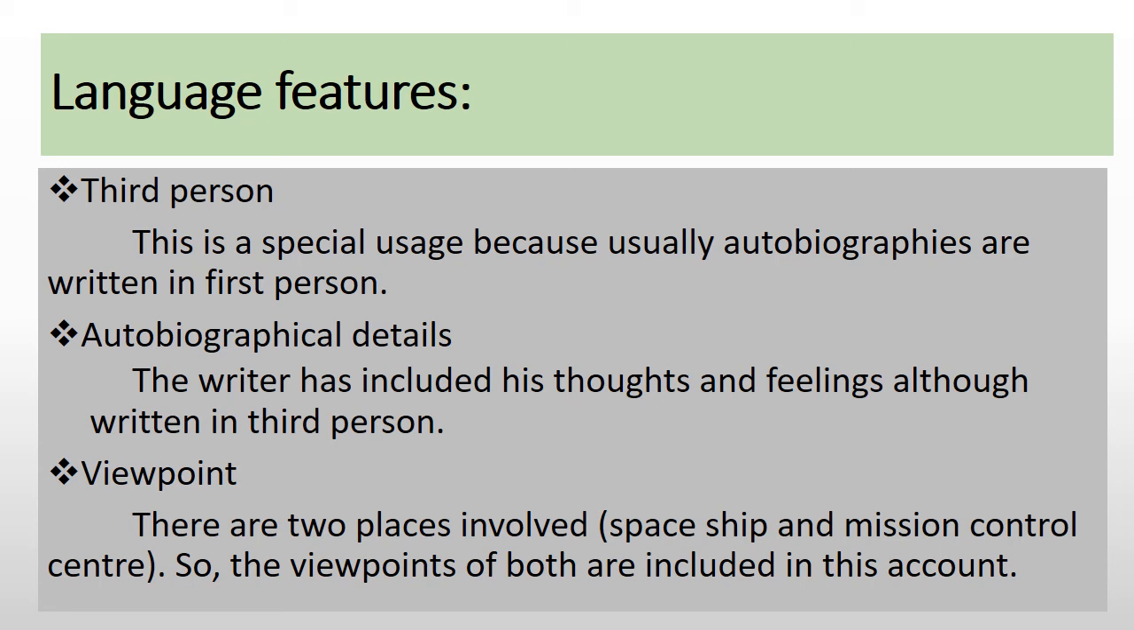Right? So he is in the spacecraft. If he had written it autobiographically in first person, he can only write about what happened inside the spaceship. But at the same time, he is writing how other people reacted in the main space center. He writes about both places. Maybe because of that reason, he writes this in third person, not in first person, because usually autobiographies are written in first person. Then the second language feature we find here is autobiographical details.